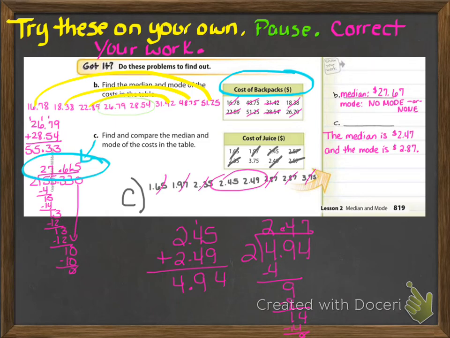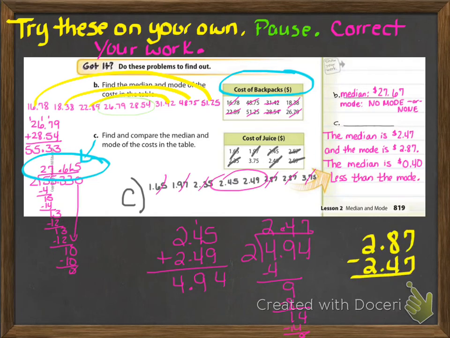Since median is my first one, I'm going to say that the median is, and then I'm going to talk about it that way. So the median is 40 cents less than the mode. And I got that from doing $2.87 minus $2.47, which gave me 40 cents. And I got those two numbers from this spot right over here. Okay, and that's where I got those two numbers. I subtracted them to find that my median was 40 cents less than my mode.